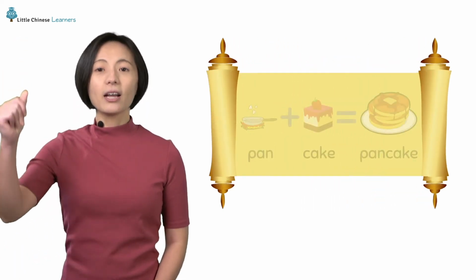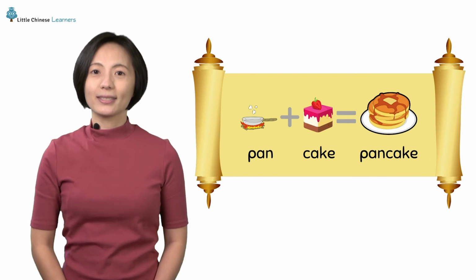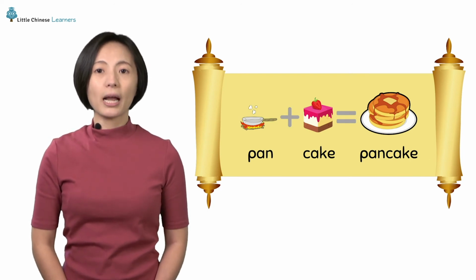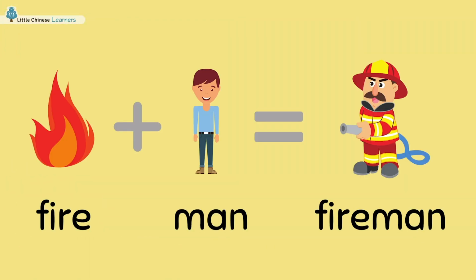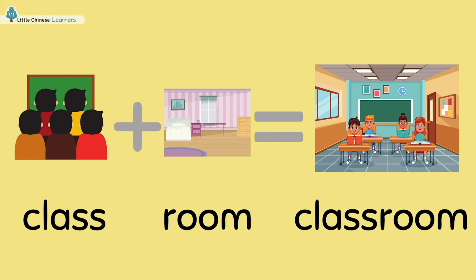You guessed it, it's time for another Mandarin secret. The hint of this secret is compound words. In English, we sometimes form new words by putting together two or more words, like fireman or classroom. We call these compound words.